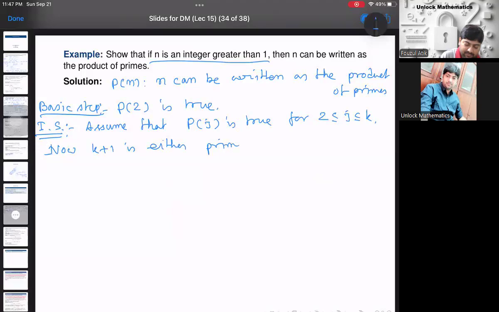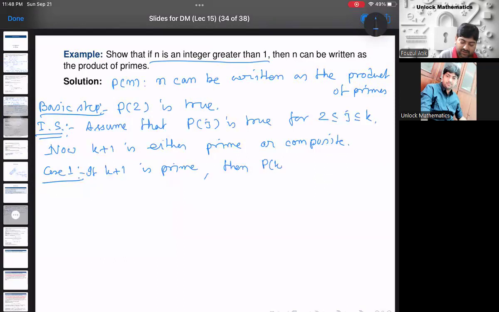prime or composite. So case 1: if your k plus 1 is a prime number. Now if your k plus 1 is prime, then k plus 1 is already written as a product of 1 prime, right? So in this case, P(k+1) is true. Then P(k+1) is automatically true.